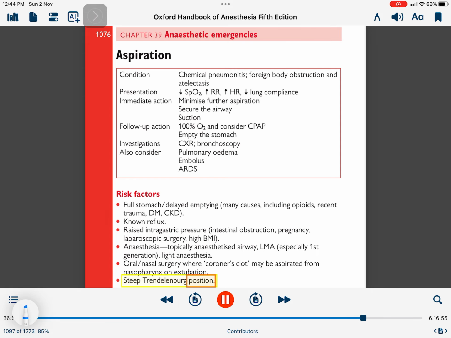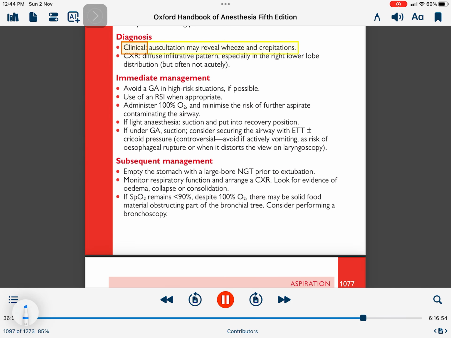Steep Trendelenburg position. Diagnosis: clinical. Auscultation may reveal wheeze and crepitations. CXR: diffuse infiltrative pattern, especially in the right lower lobe distribution, but often not acutely. Immediate management: avoid GA in high-risk situations. If possible, use an RSI when appropriate, administer 100% O2, and minimize the risk of further aspirate contaminating the airway. If light anesthesia, suction and put into the recovery position.